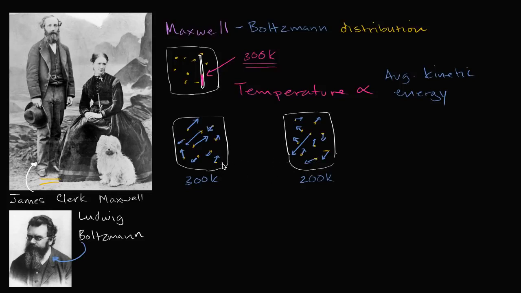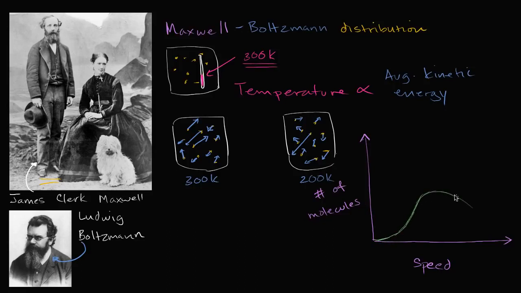And we can actually draw a distribution, and that distribution is the Maxwell-Boltzmann distribution. So let me draw a coordinate plane. On this axis I'll put speed, and on this axis I'll put number of molecules. For the system at 300 Kelvin, the distribution might look like this. Let me do this in a new color. This is going to be all of the molecules. The distribution might look like this.